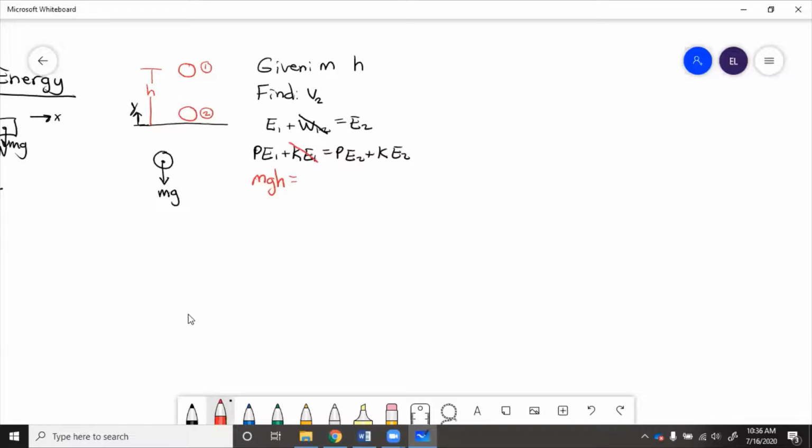Now here at state 2, the ball is right at ground level. So it has no potential energy. However, it is moving, so it has kinetic. So we'll have 1 half m v squared. We're given some numbers in here. Say m is 0.5 kilograms and h is 1 meter.